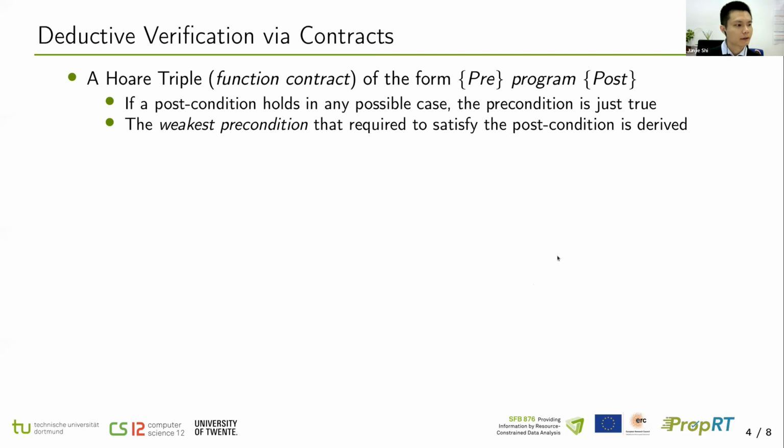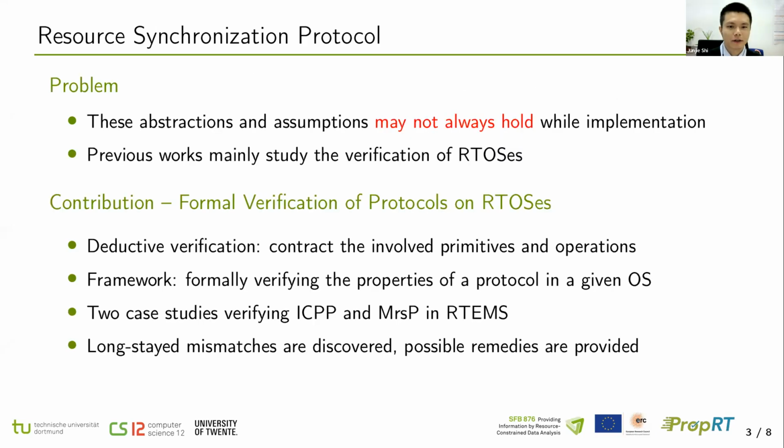So, several previous works mainly focus on formal verification of the real-time operating systems, for example, seL4 and CertiKOS. In this work, we focus on the formal verification of synchronization protocols implemented in real-time operating systems by assuming the underlying functionalities are correct. We propose to contract the obligations of involved primitives and operations and apply deductive verification on the corresponding implementation of a protocol in a targeted OS. We present a framework for formally verifying the properties of the synchronization protocol implementations in a given OS. We provide 2 case studies to verify ICPP and MrsP implemented in the official RTEMS. In consequence, we discover log state mismatches and provide possible remedies for both protocols.